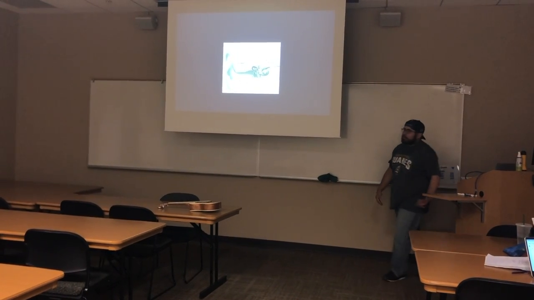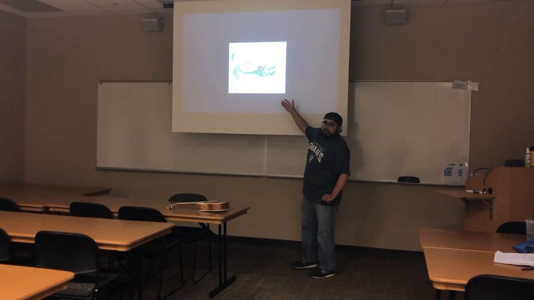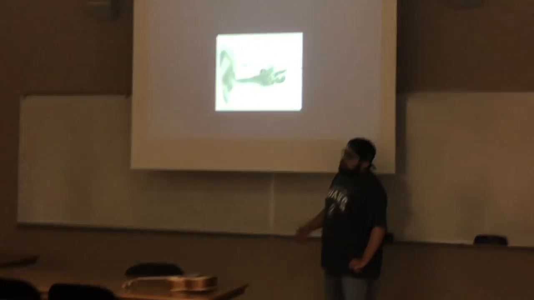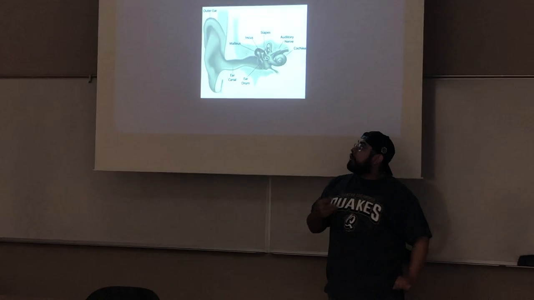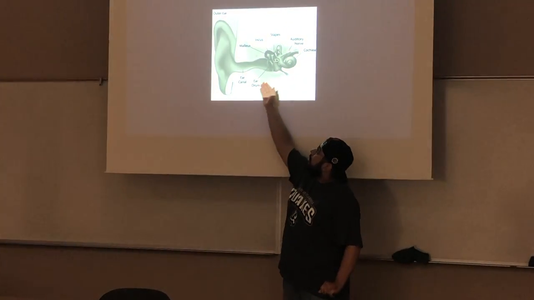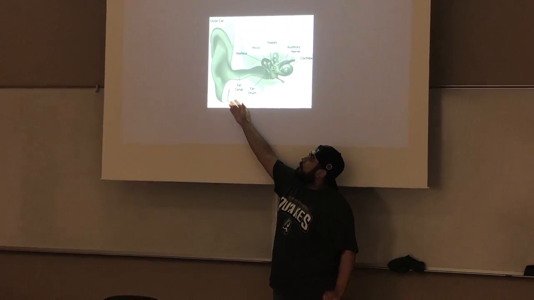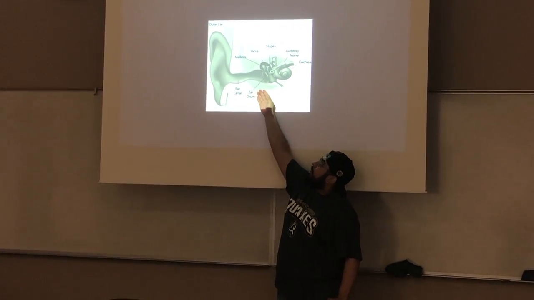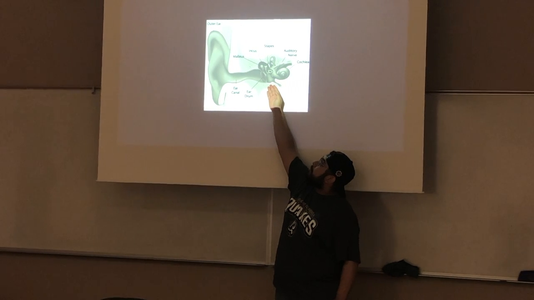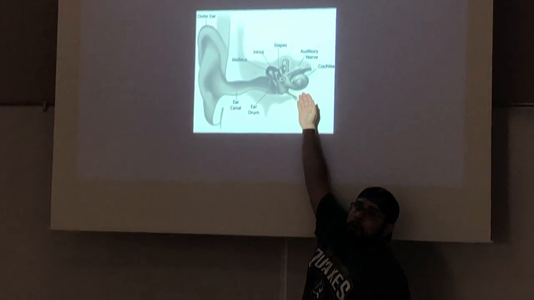So you guys might be wondering how we hear. Here I have a diagram of the human ear. The human ear is made up of three parts. You have the outer ear, the middle ear, and the inner ear. The outer ear is made up of your earlobe and your ear canal. The middle ear is made up of these three bones, and the inner ear is made of the cochlea and your auditory nerve.